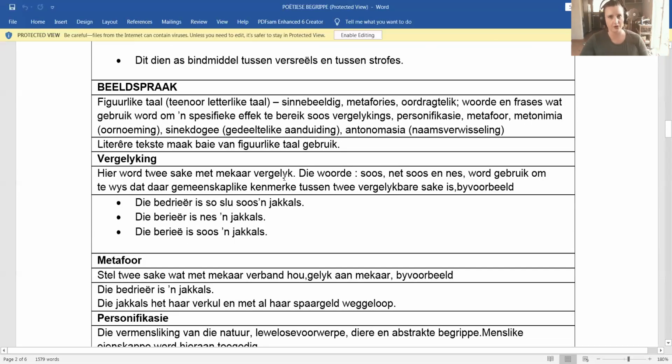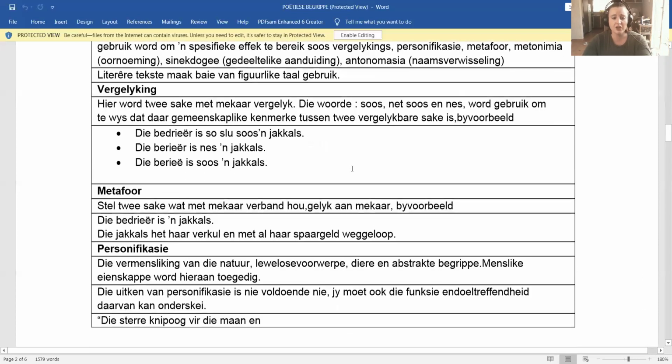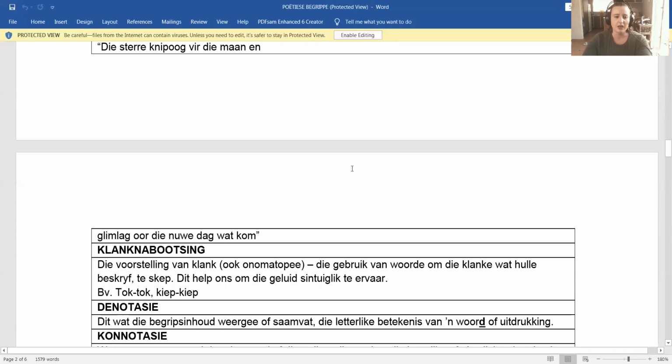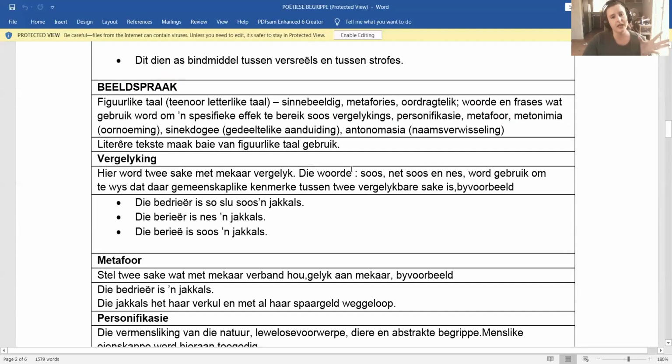Let's talk about beeldspraak. So beeldspraak in easy words is figuurlike taal, figurative language, okay? Things like metaphors and vergelykings and personification, klanknabootsing, all of those things count as figurative language, okay?